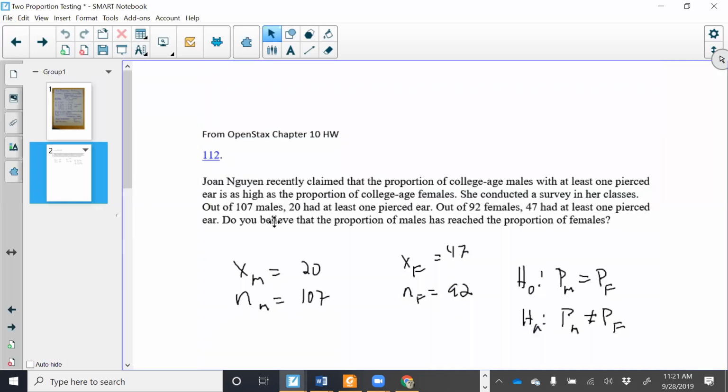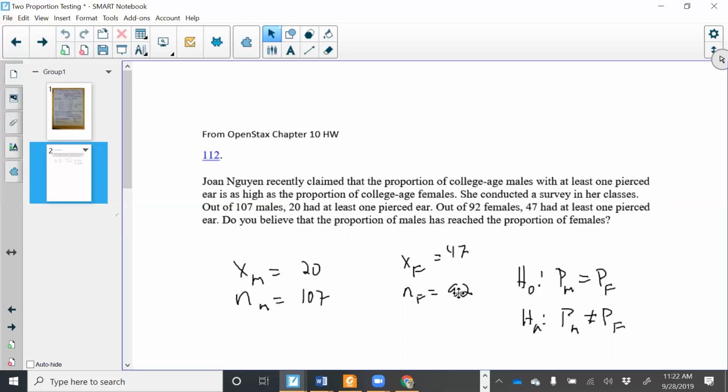Some things you need for the applet: you need to know the number of successes out of the total number. Instead of 1 and 2, I used M for male and F for female. That's just for me. So that's my X for the male, N for the male, X for the female, and N for the female, the successes for the females.